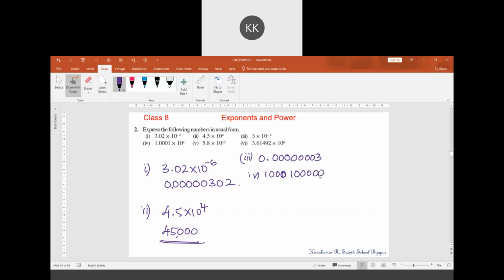Now, if you count the digits here, 1, 2, 3, 4, 5, 6, 7, 8, 9. Yes, it's correct. Fifth one, sir, 58 followed by 11 zeros. 1, 2, 3, 4, 5, 6, 7, 8, 9, 10, 11. 11 zeros. For this, 1, 2, 3, 4, 5 are there. One more zero, isn't it? Yes, sir. So it's easy.